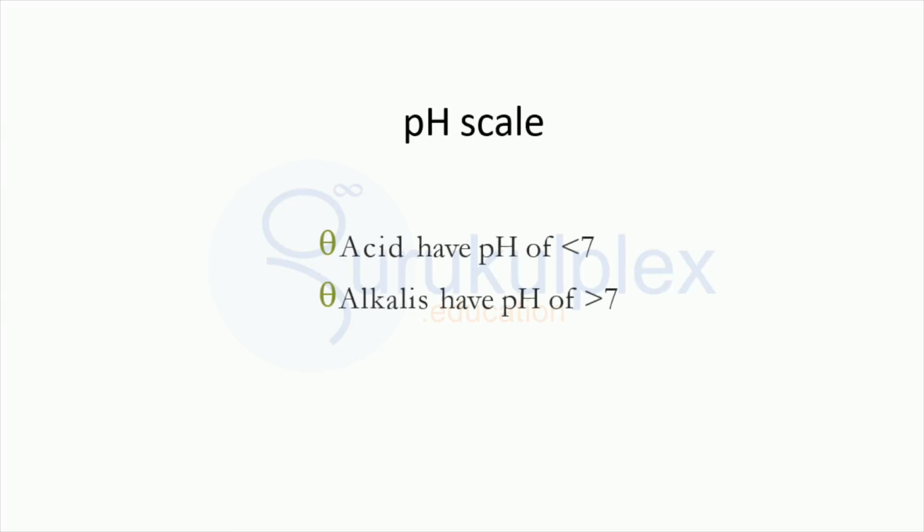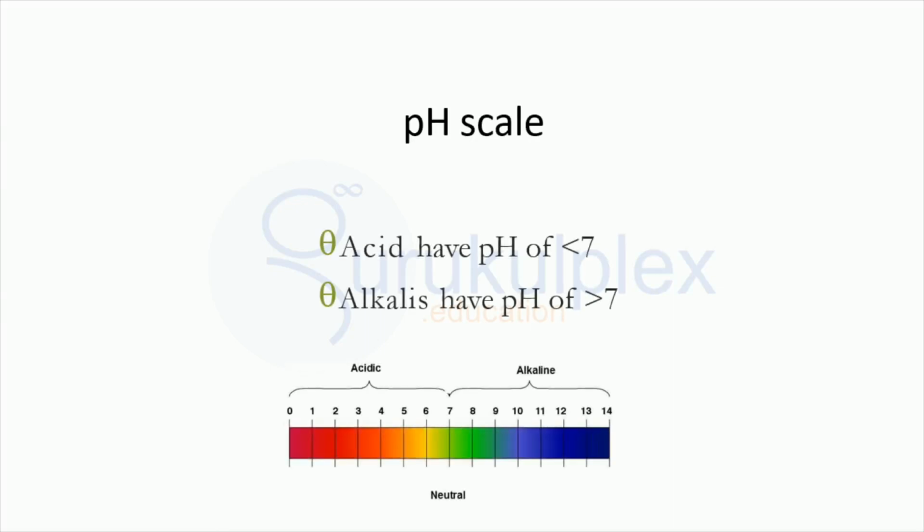The pH scale is a measure of acidity or alkalinity in a substance. Acids have a pH of less than 7, and alkalis have a pH of more than 7. It is crucial to understand pH to comprehend the characteristics of acids and bases. Acids and bases are important components in chemistry.